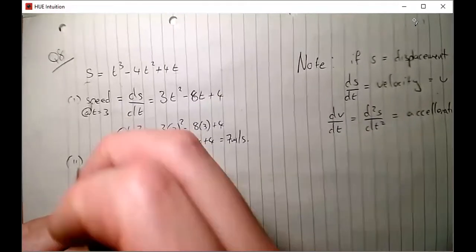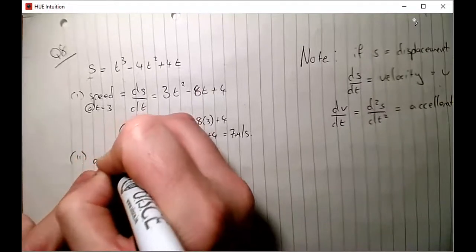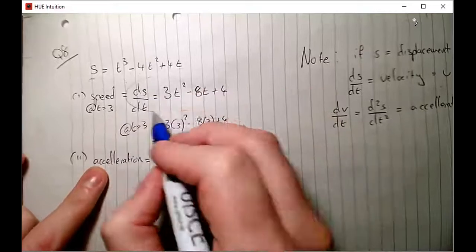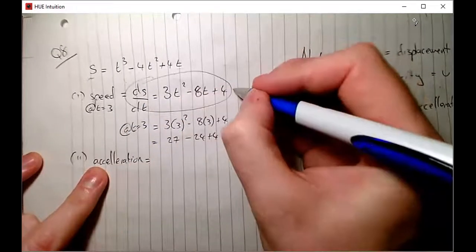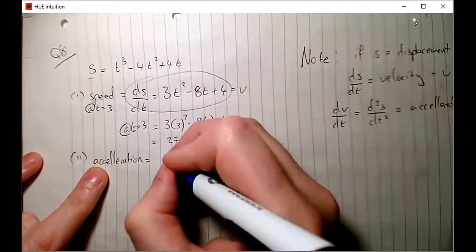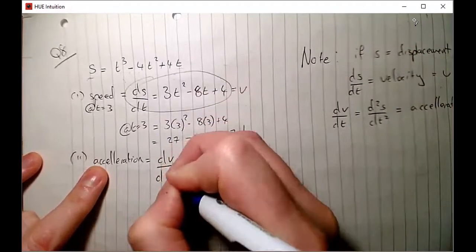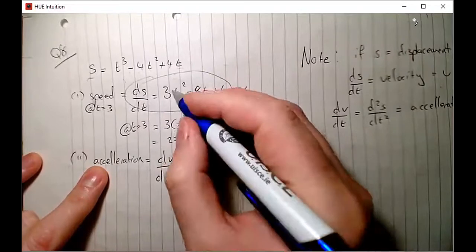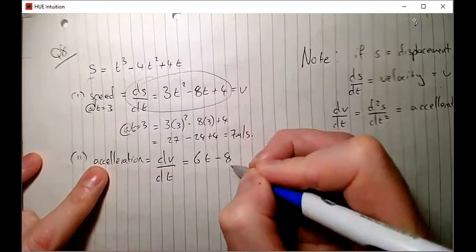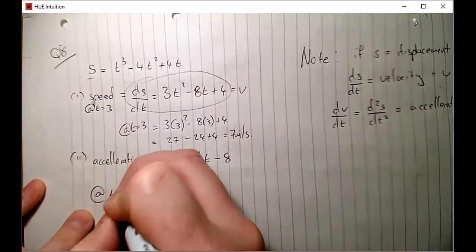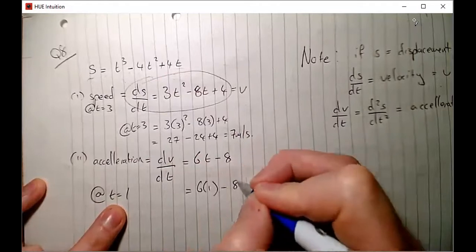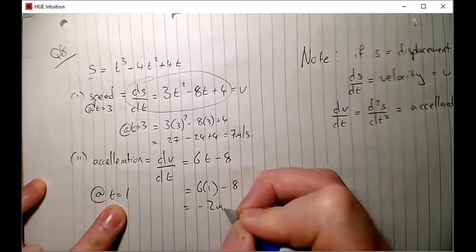So the acceleration is the rate of change of the speed. Okay, so here's the speed. Let's call that v. It's the rate of change of v. It is dv/dt. Of course, that's just the second derivative of the distance, 6t minus 8. So at t equals 1, the acceleration at 1 second is going to be 6 times 1 minus 8. That's minus 2 meters per second.